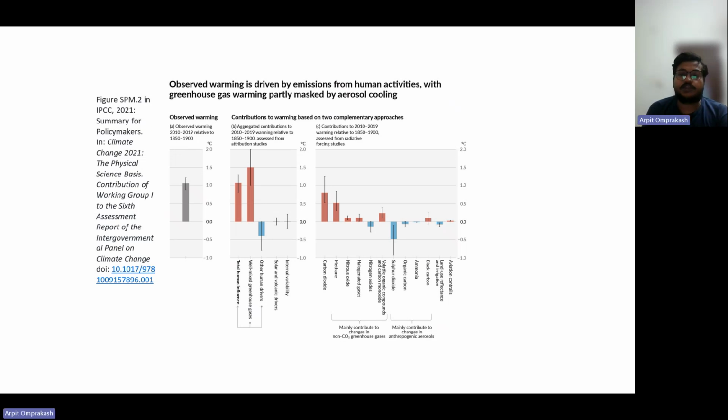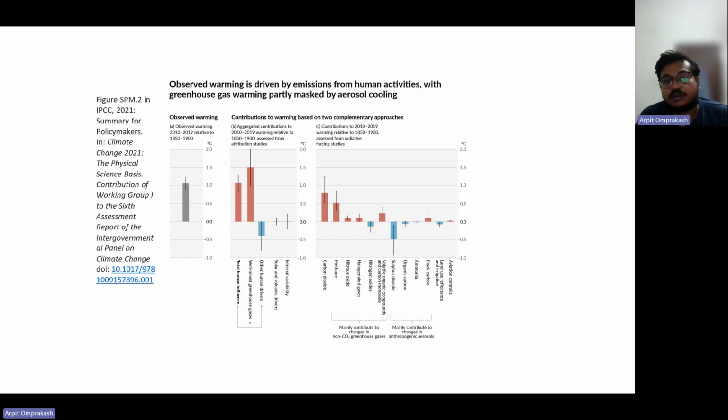So what we have here is observed warming. What is the warming that is observed all across the world? Then they have used two different kinds of methods to look at many different things that can be attributed to this cooling or warming.